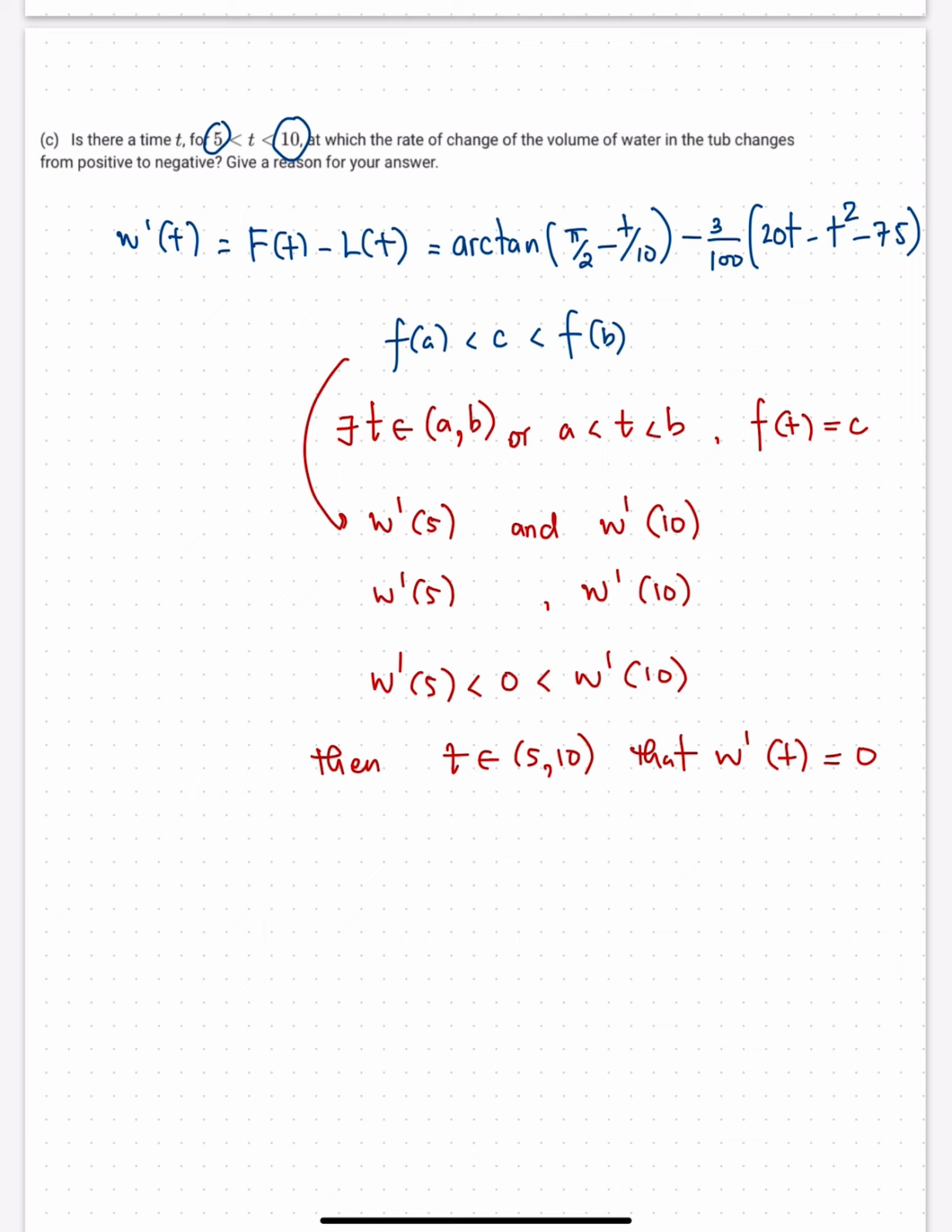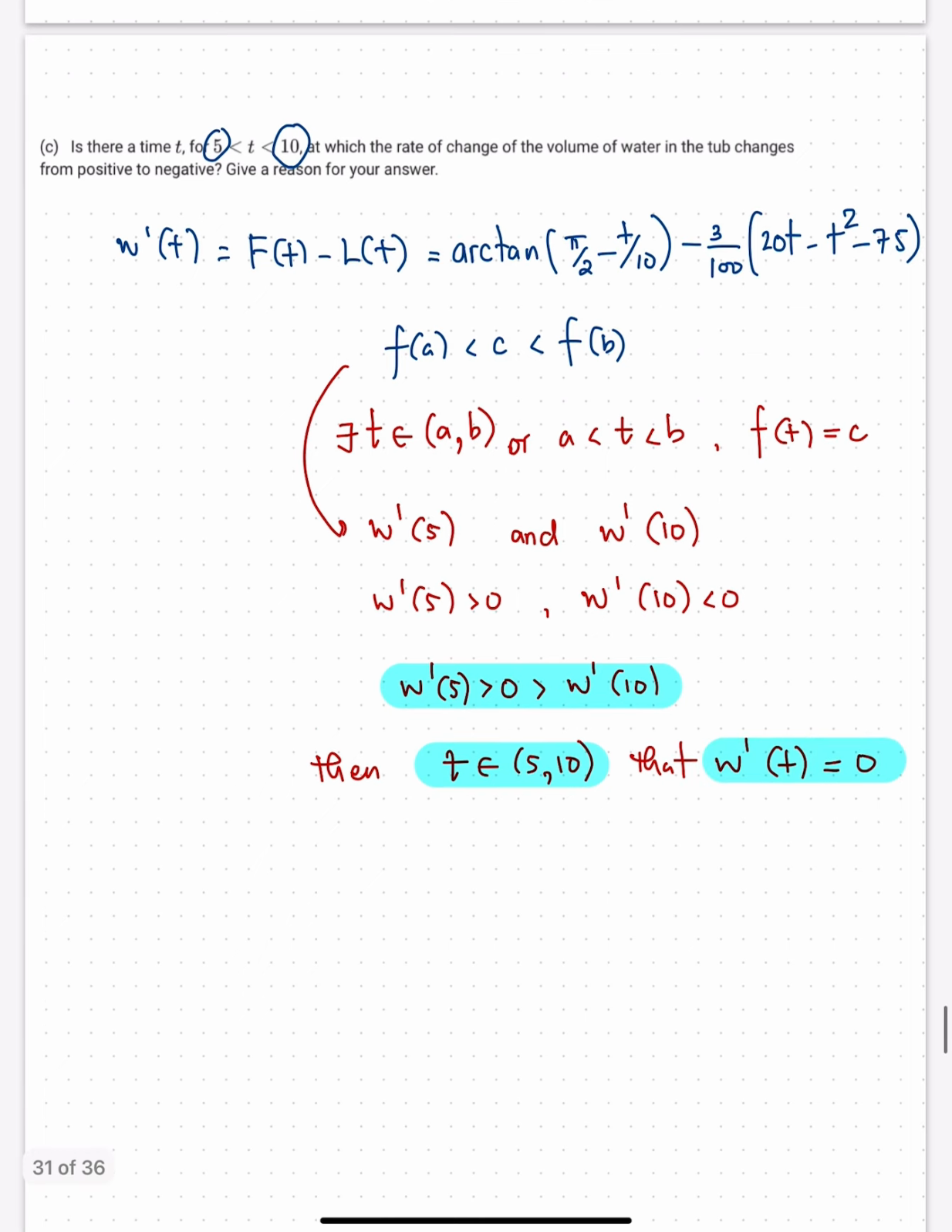But for this case, I think I was wrong. This must be positive and negative here. You know why? Because they said from positive to negative. So w prime of 10 must be negative, and w prime of 5 will be positive. So my bad, I'm sorry for my mistake in this case. So here, we can consider this. Okay, so that's all for that.